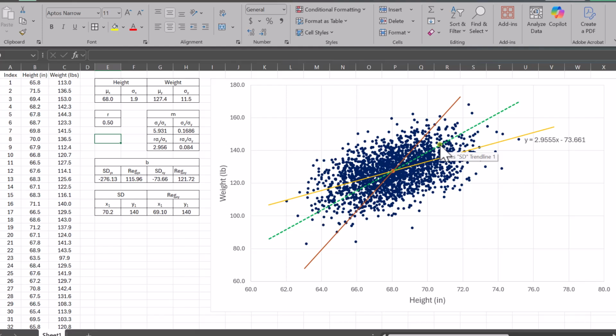Now you might be scratching your head thinking, but wouldn't it work out the same way with the regression lines? No, it doesn't. So let's take a look at how the regression lines work.